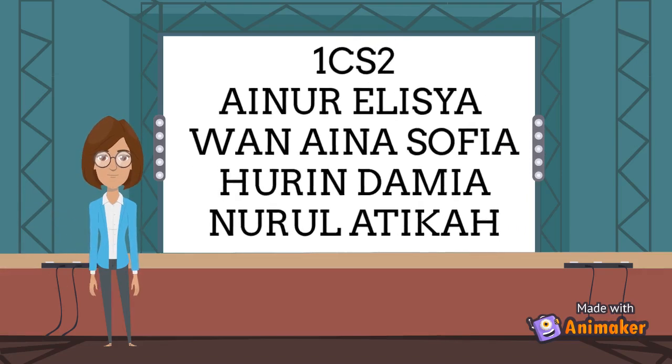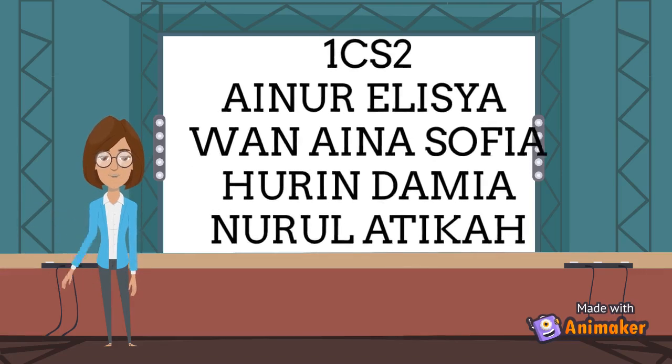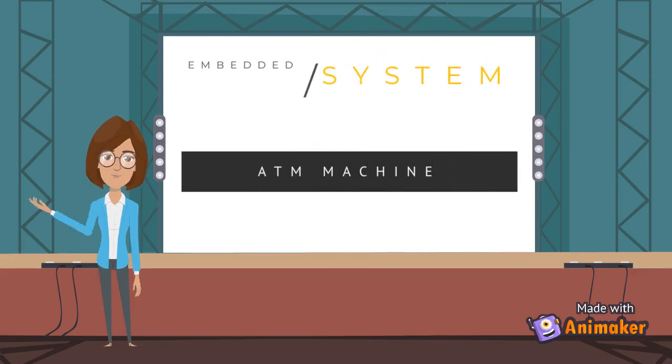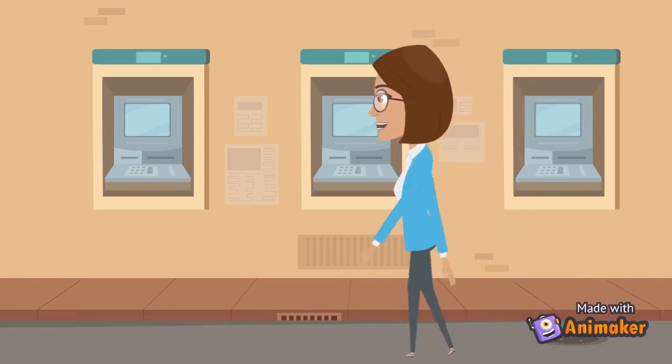We are from the Computer Girls group from Class 1 CS2 and would like to give some explanation about our project, Embedded System, ATM Machine. In this part, we will talk about hardware implementation.